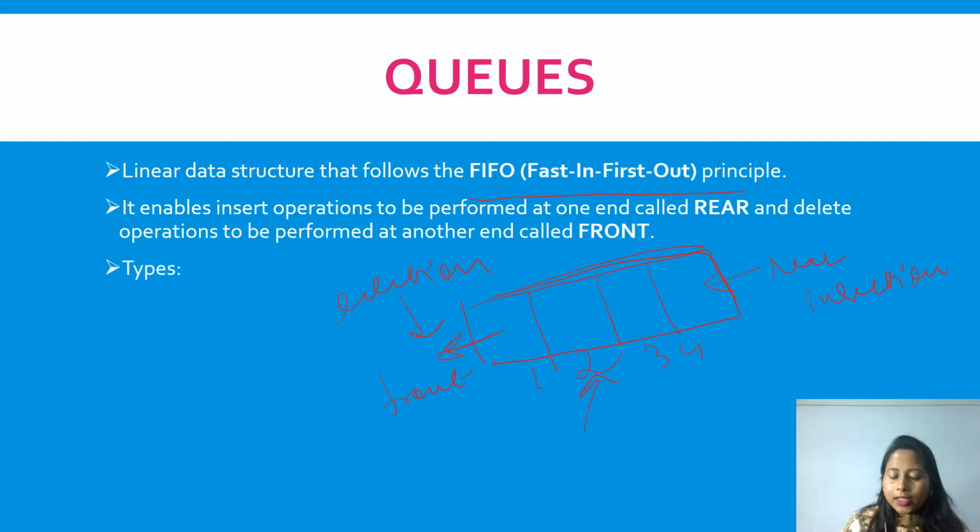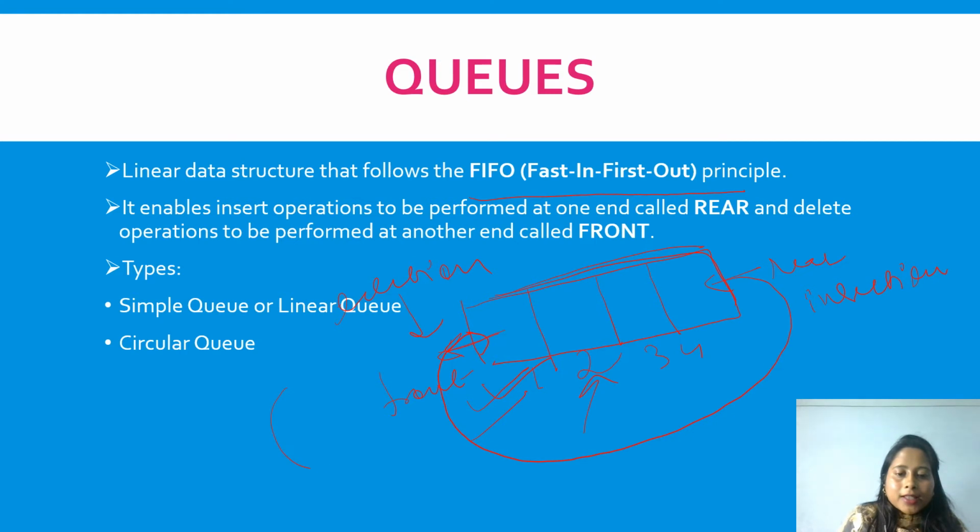Now it is divided into further types. First is simple queue or linear queue. So this is an example of a simple queue or linear queue. Next is the circular queue. In circular queue, what happens? The last element will point to the first element. It will form a circle. So this is a circular linked list example we can say. So basically this circular linked list is used in a situation when the front elements are empty. Let me give you an example here.